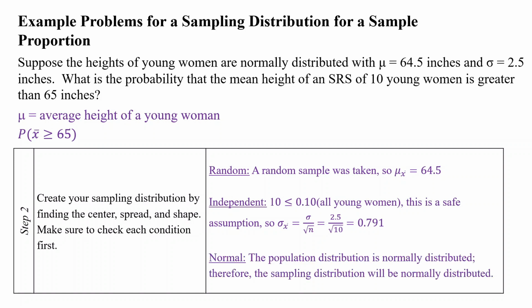And normal. Because the population distribution is normally distributed, the sampling distribution will also be normally distributed. Okay? Even though our sample size is less than 30, we can say that our sampling distribution will still be normal because of our population. Okay? So our conditions were checked. We found our center, we found our spread, and we found our shape.